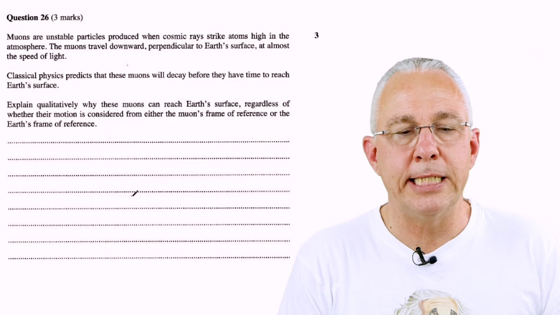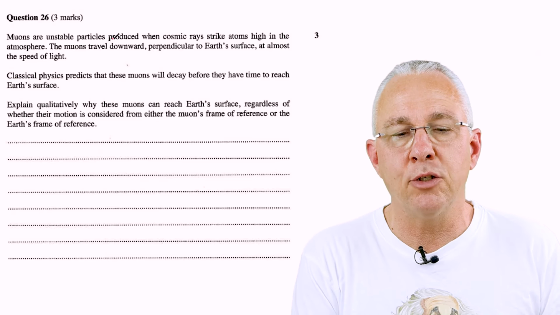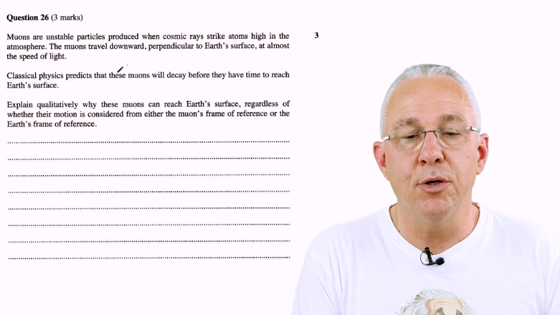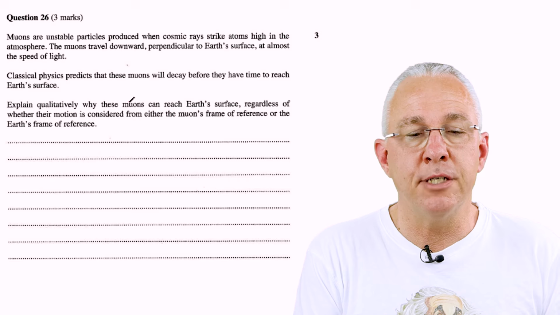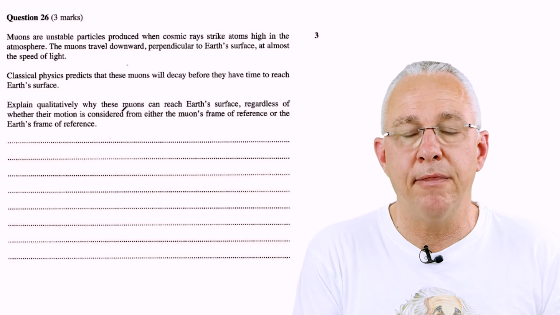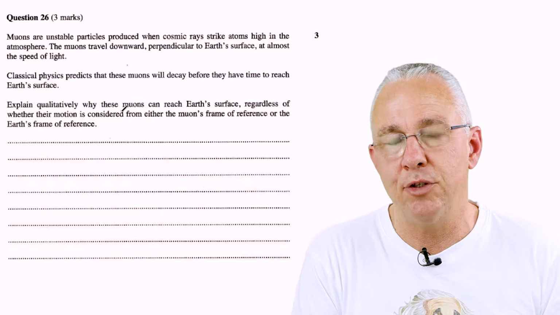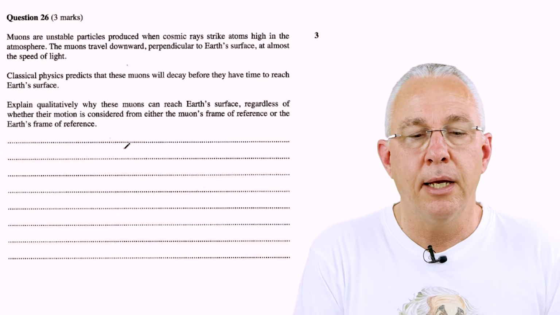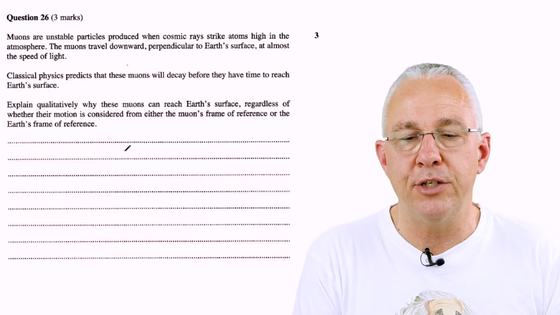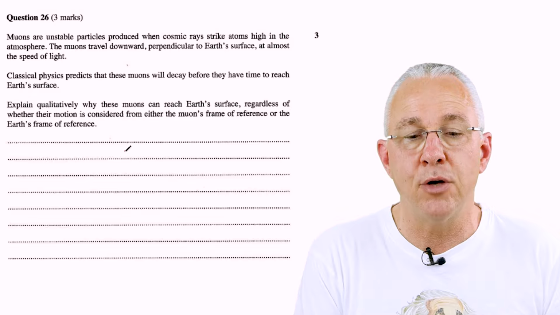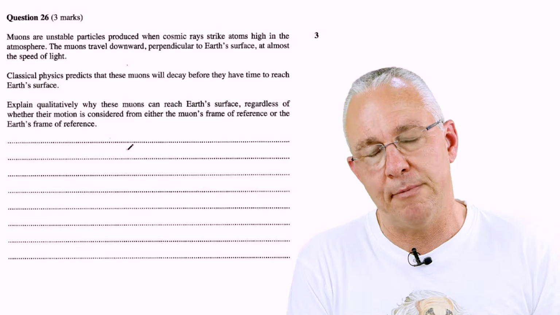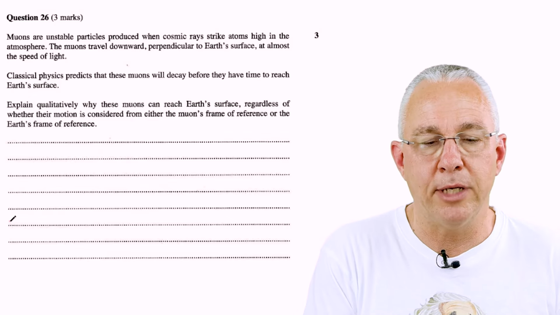Moving to question 26. It says muons are unstable particles produced when cosmic rays strike the atmosphere. The muons travel downward perpendicular to the Earth's surface at almost the speed of light. Classical physics predicts that they will decay and therefore they won't have really enough time to reach the surface of the Earth. Now, it says explain, cause and effect, qualitatively why these muons can reach the Earth's surface regardless of whether their motion is considered from either the muon's frame of reference or from the Earth's frame of reference. Let's draw a diagram to explain this.